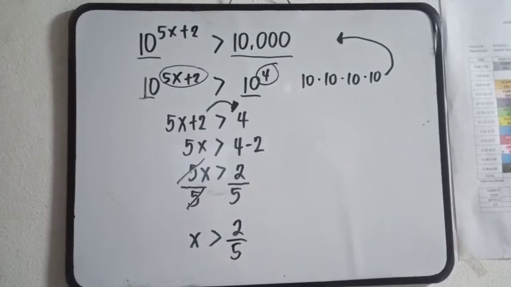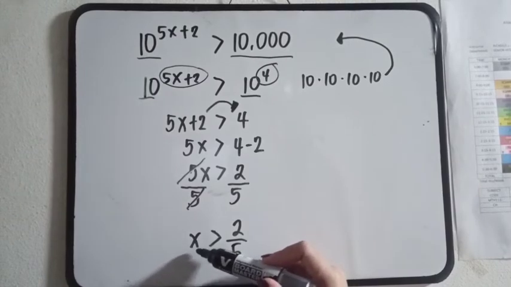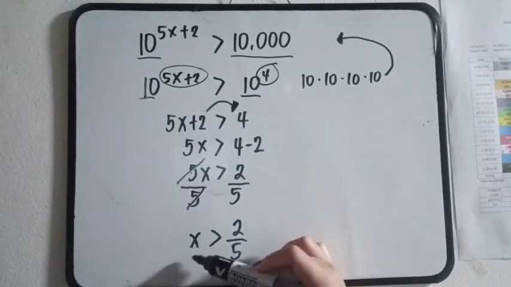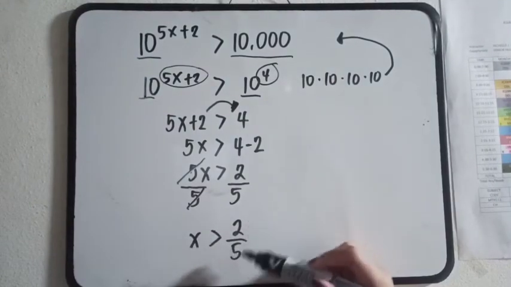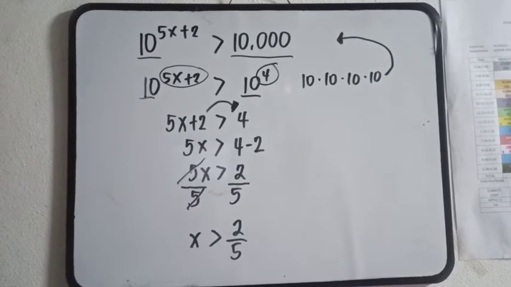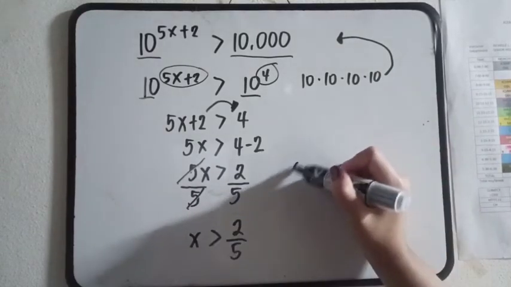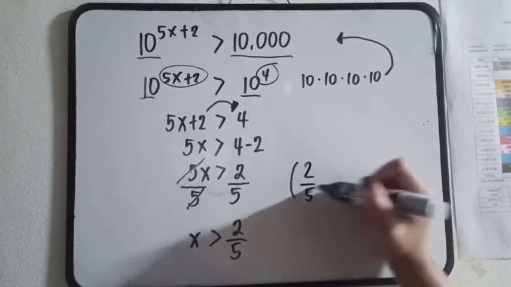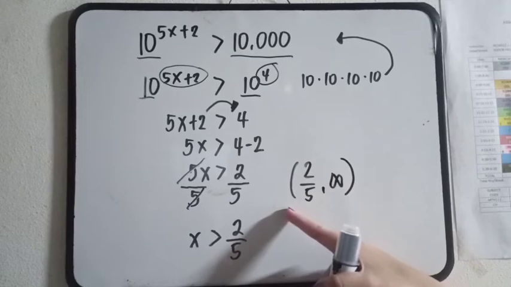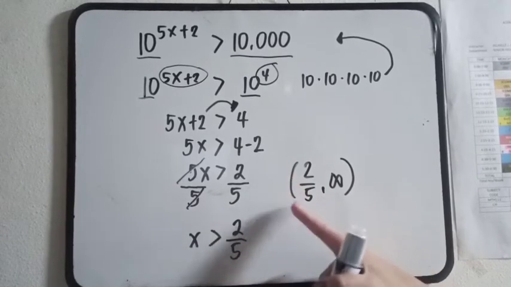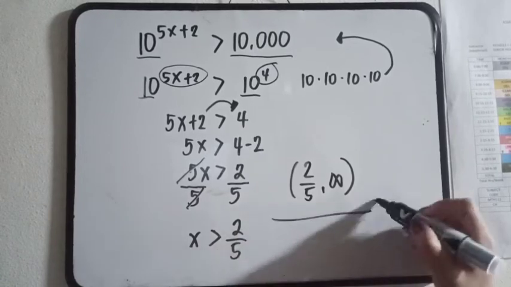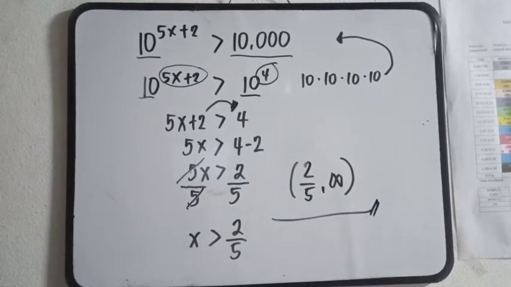Okay, so ibig sabihin, ang pwede lang maging value ni x para dito sa inequality natin is greater than 2 over 5. Mas mataas daw. Pwede natin siyang i-rewrite as interval notation: from positive 2 over 5 to positive infinity. Naka-parenthesis si 2 over 5 kasi not included siya sa ating value of x. So ito yung ating magiging final answer.